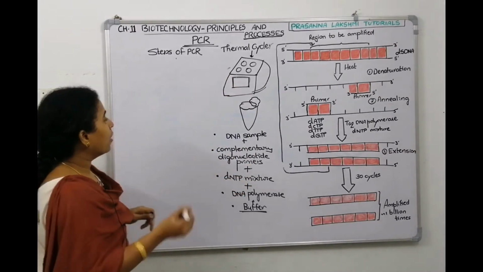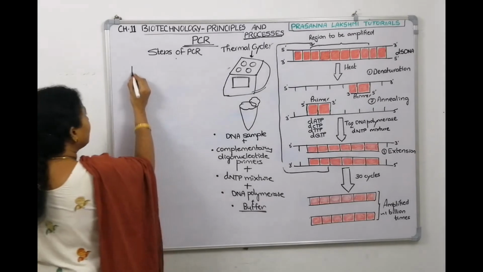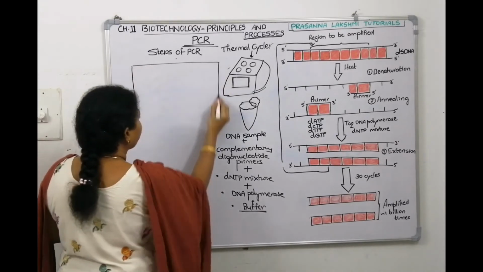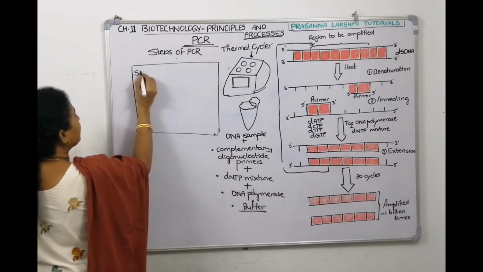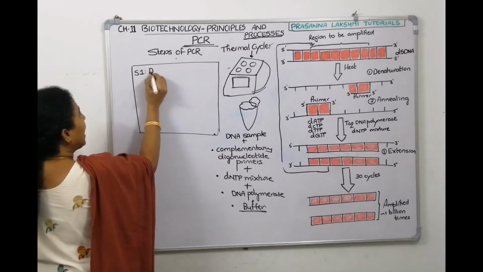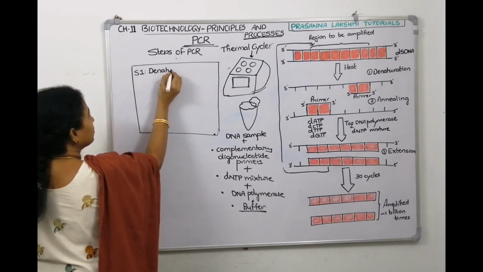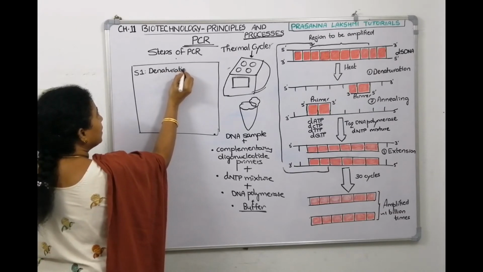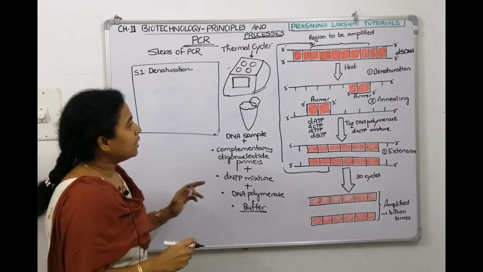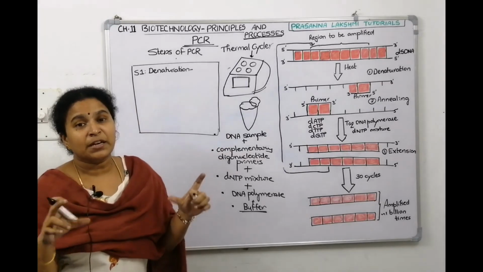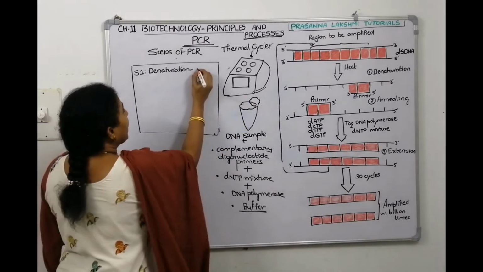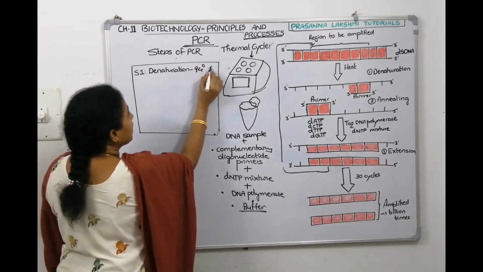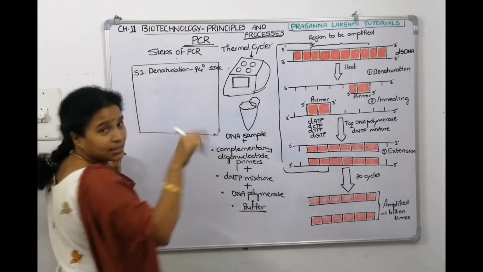So the monitor will be on, and on this monitor it will ask for step 1. It will tell you step 1 is denaturation. Then, depending upon the length of the DNA, you fix the temperature. You tell it to denature this DNA at 94 degrees centigrade for 5 seconds. You are setting the program.